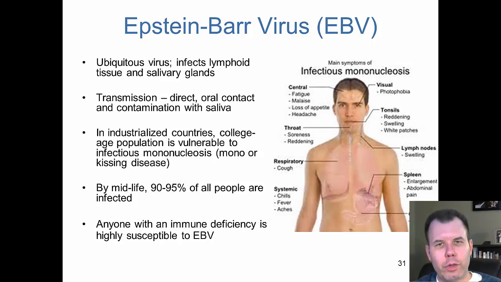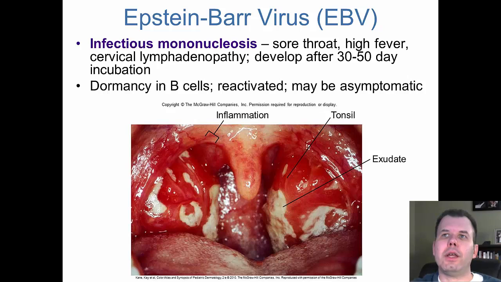And it seems if you get it younger in life, the more likely you're going to have symptoms. The older you are, the less likely you're going to have symptoms with this. And anyone with immune deficiency is highly susceptible to EBV. Now, the virus does hang out and can cause infectious mononucleosis, which is a sore throat, high fever, cervical lymphadenopathy, and can develop anywhere after a 30 to 50 day period.